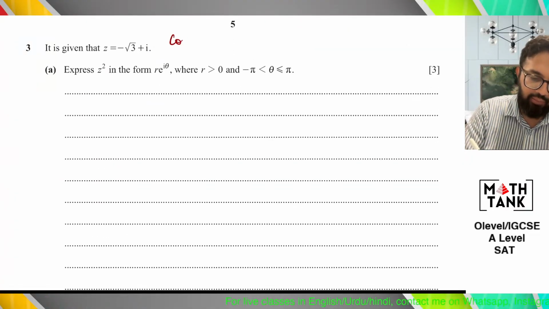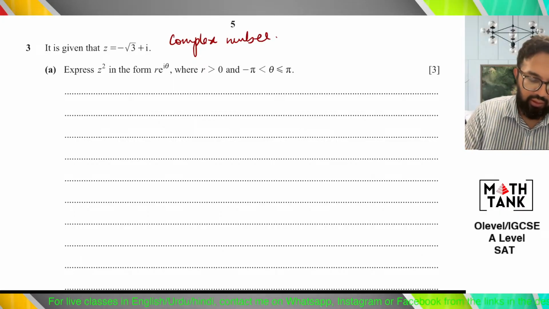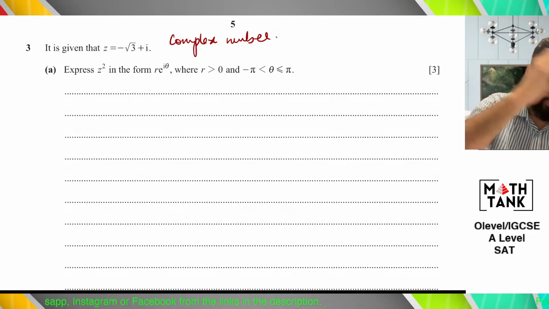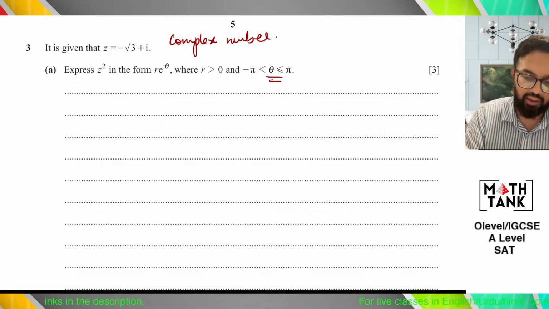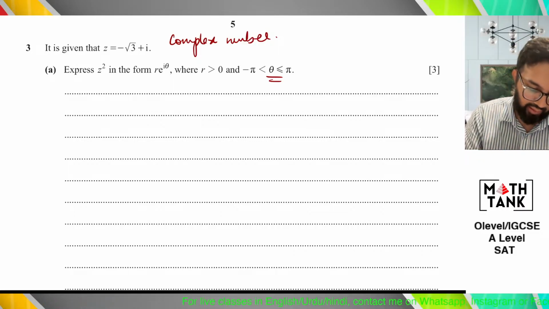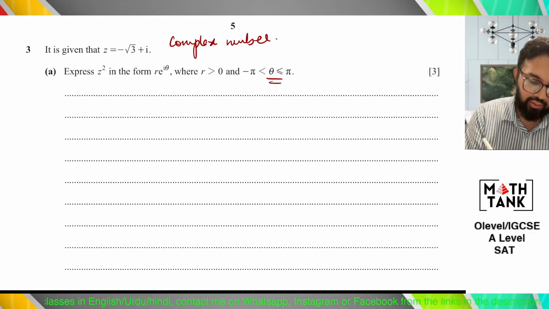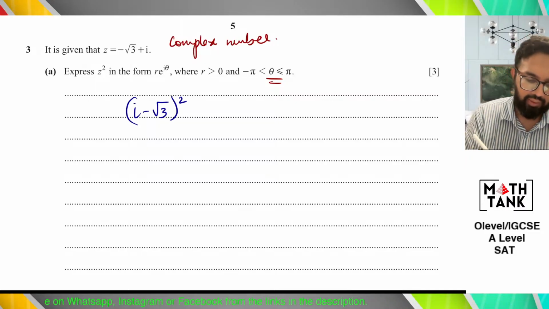Then you have complex number का सवाल. It is given that z is equal to minus root 3 plus i. Express z square in the form r e to the power i theta, where r is greater than 0 and theta is between minus pi and pi. So दो options हैं. Either I could go on and first calculate the modulus and argument of z, या फिर मैं डायरेक्ट पहले z स्क्वायर कर दूँ इसको. Is basically i minus root 3 whole square. So I think that's going to be the easier way out when I'm doing this question.